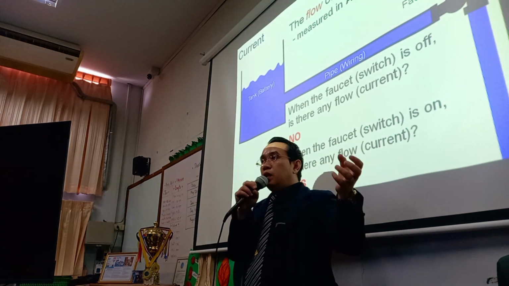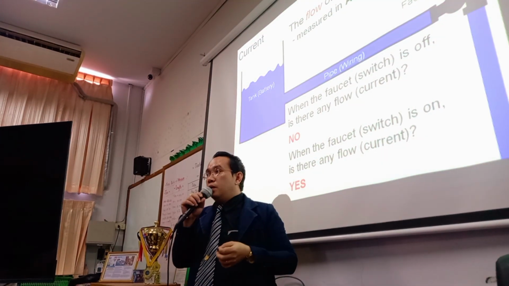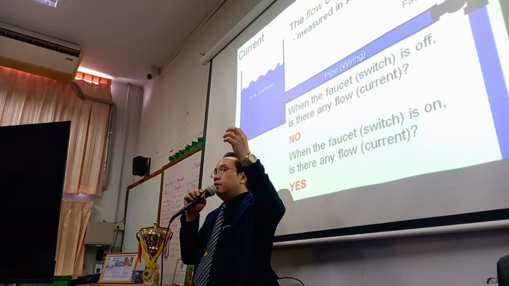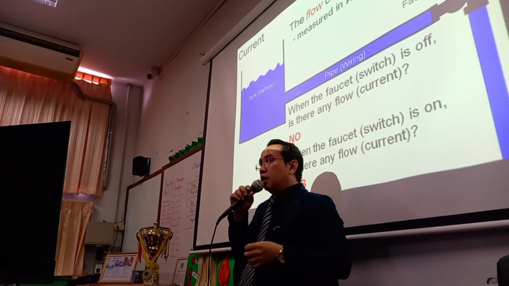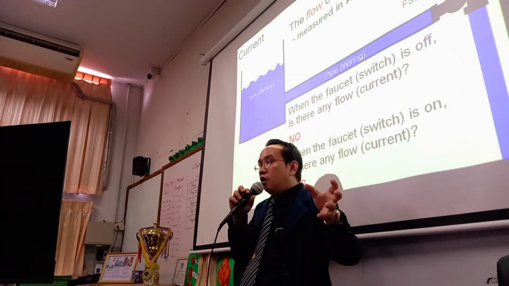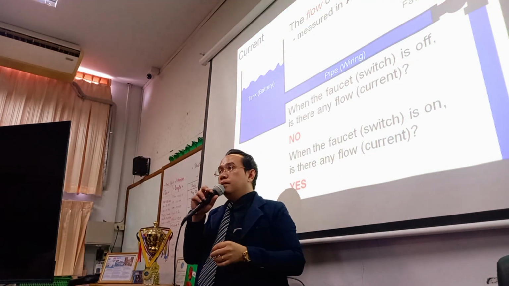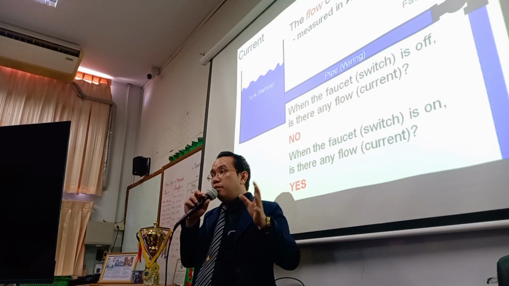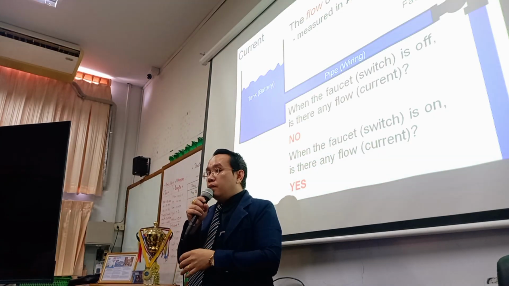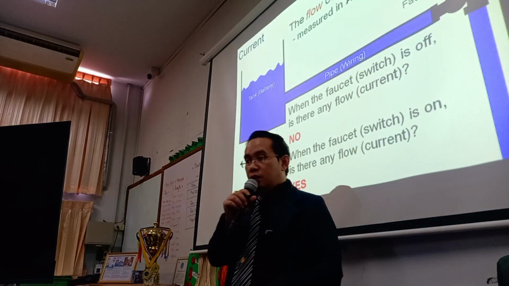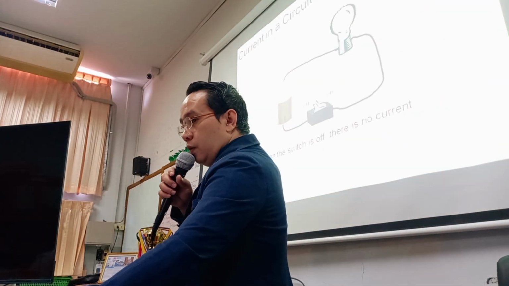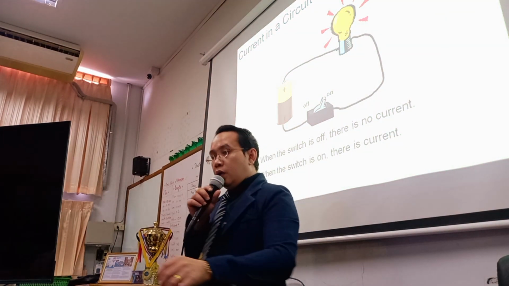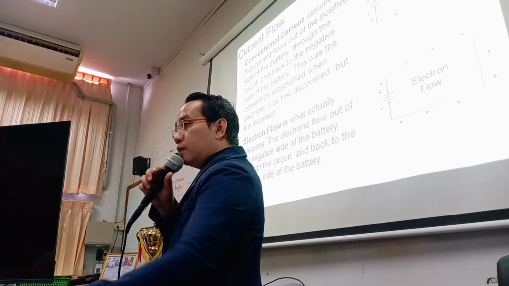So this definitely emphasizes that there is a flow of current because we were able to light up the fluorescent lights in our room. So when we switch on, there is a flow of current. When we switch off, there is no flow of current. Remember this. I'll repeat: when the switch is on, there is current. When the switch is off, there is no current.